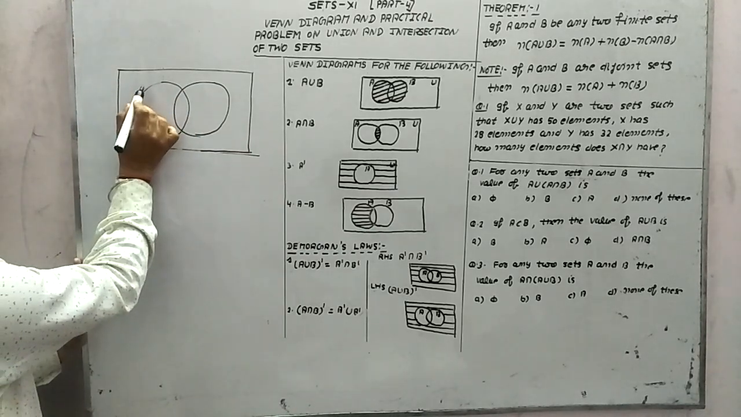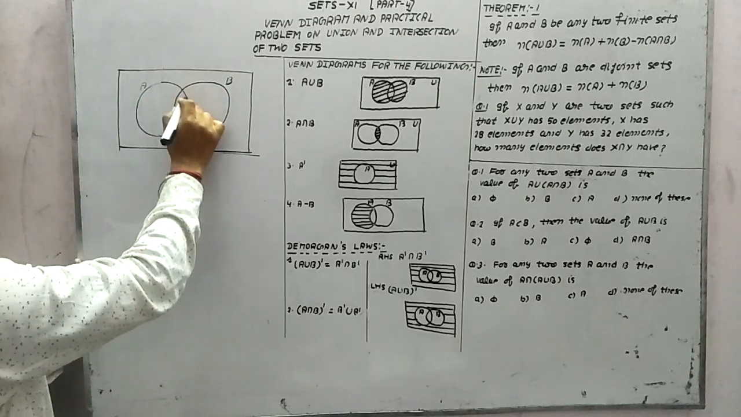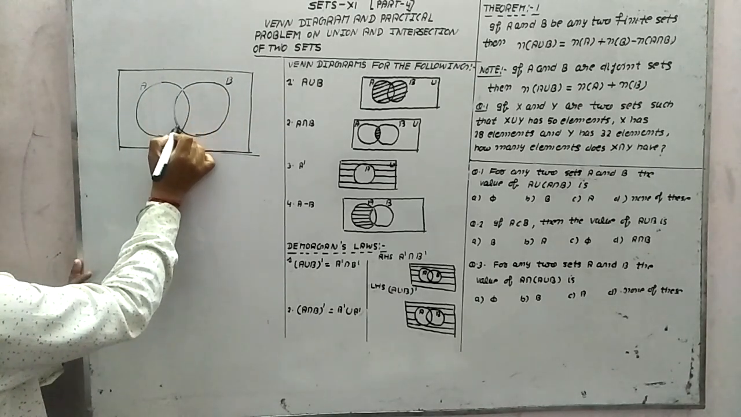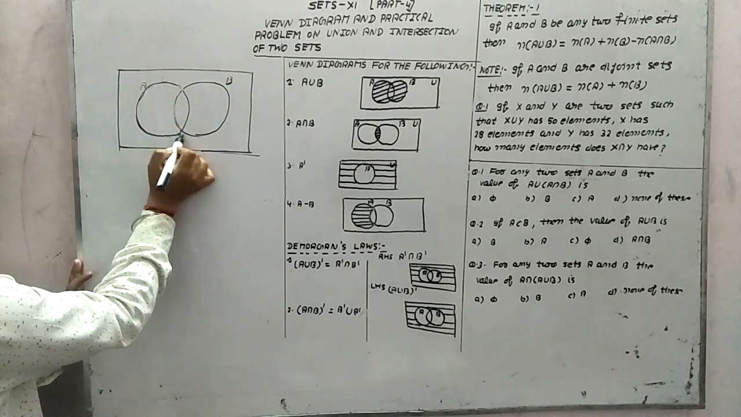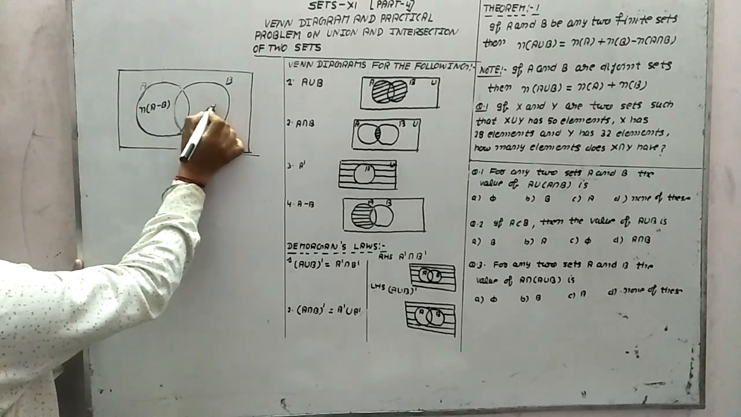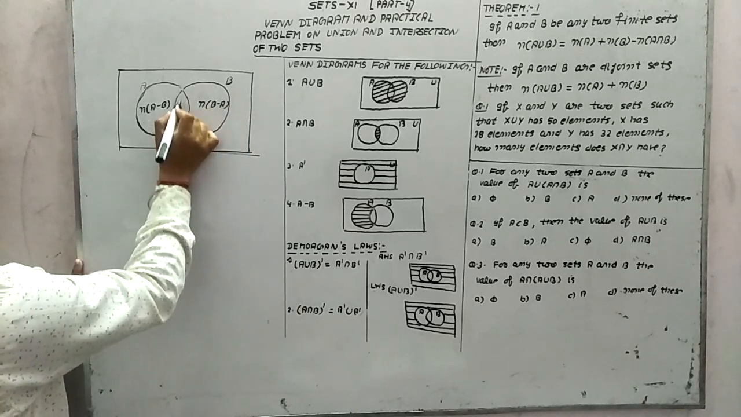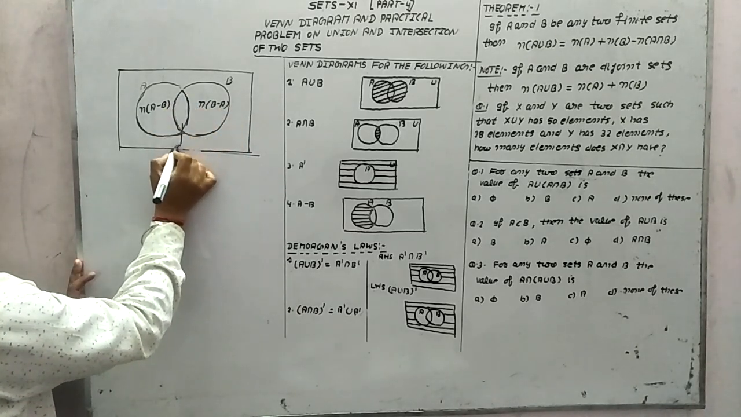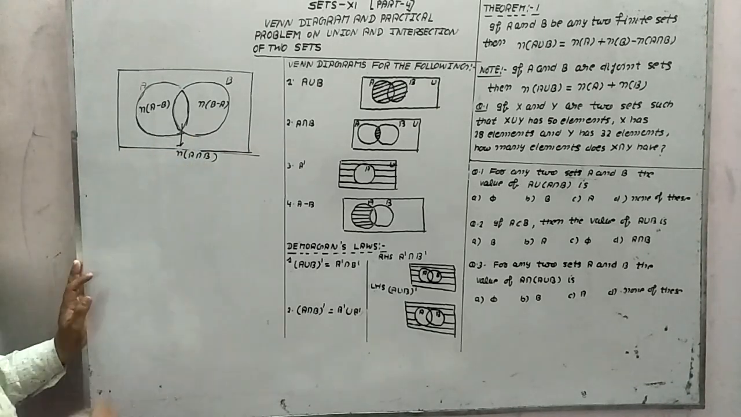Look, what is this? A set. What is this? B set. This whole is representing the number of elements in A. If we find out only this portion, then what is this representing? The number of elements in A minus B. In the same way, what is this representing? The number of elements in B minus A. And this one is showing the number of elements in A intersection B.